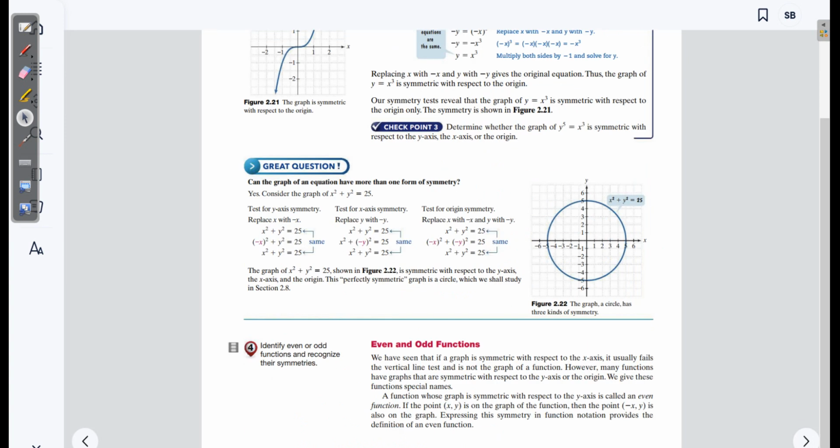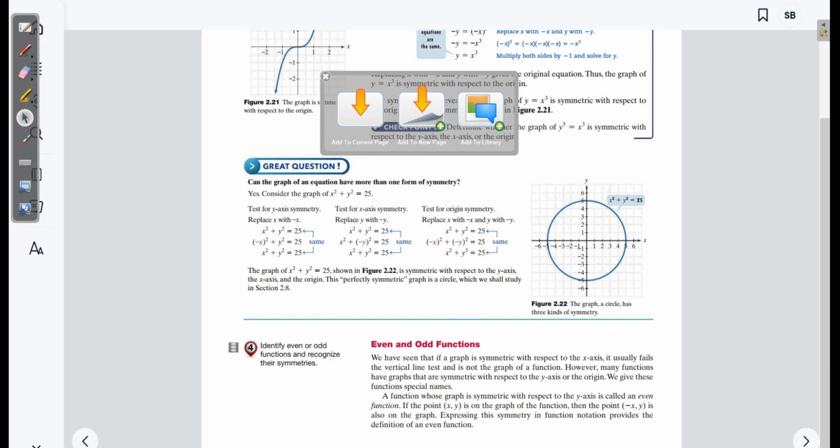All right, so next up we're going to talk about even and odd functions. Even and odd functions are basically this. We're still talking about symmetry. So let's go ahead and snip this and we'll expand on it.